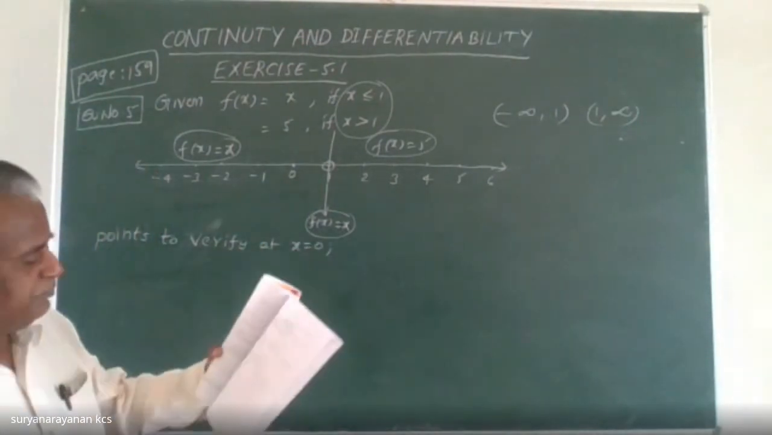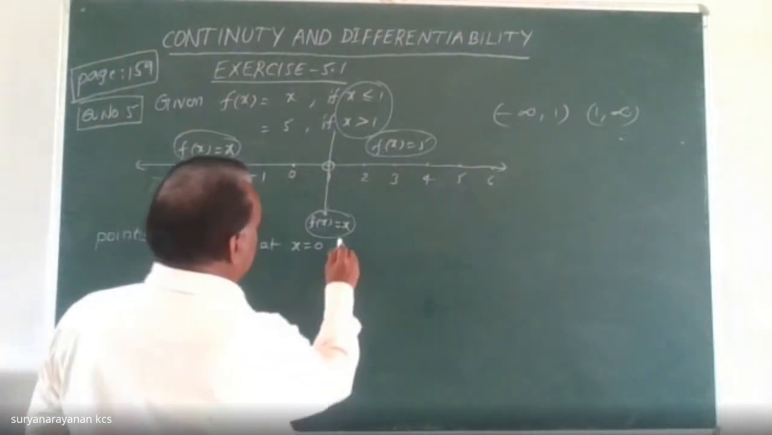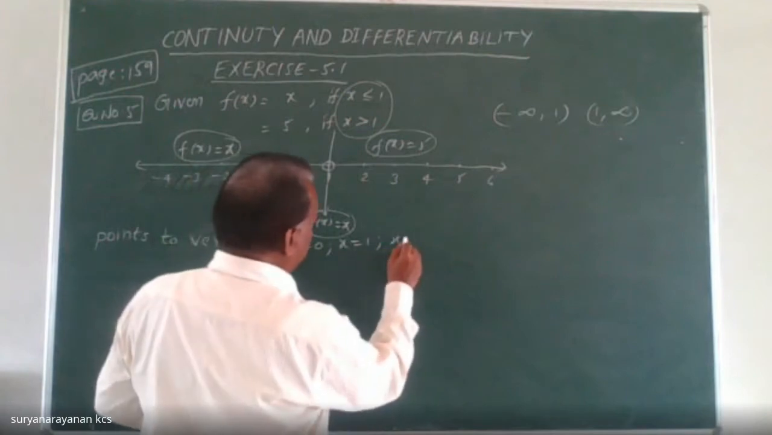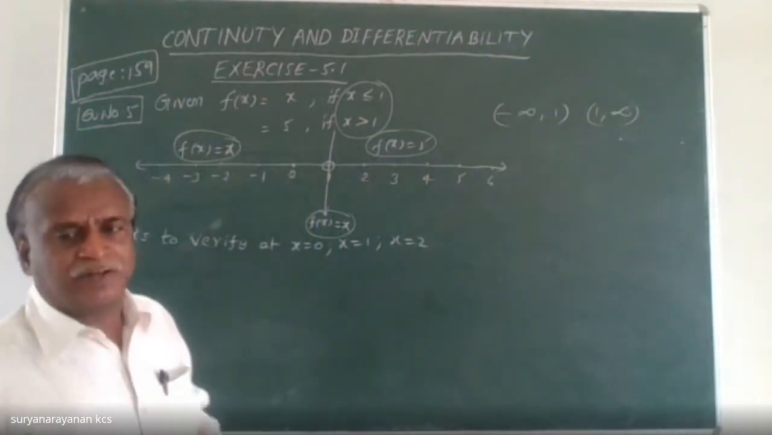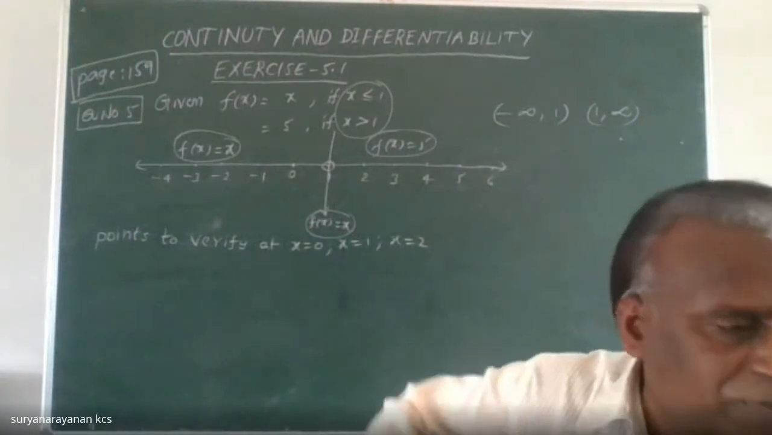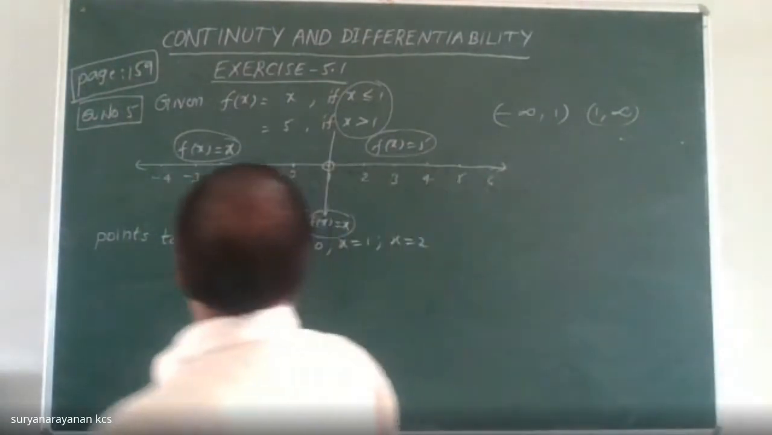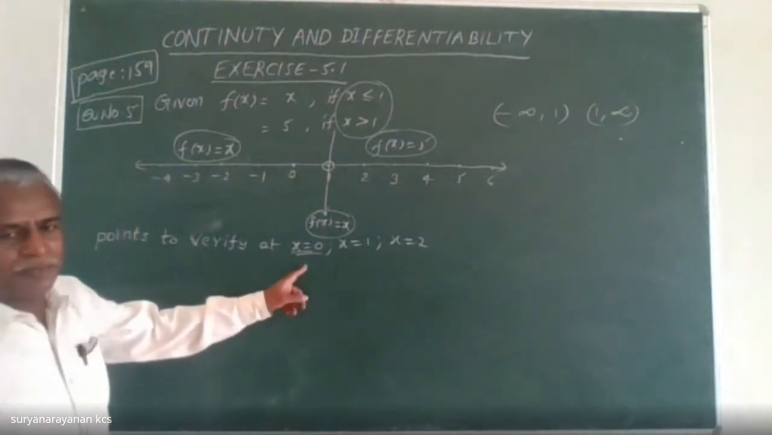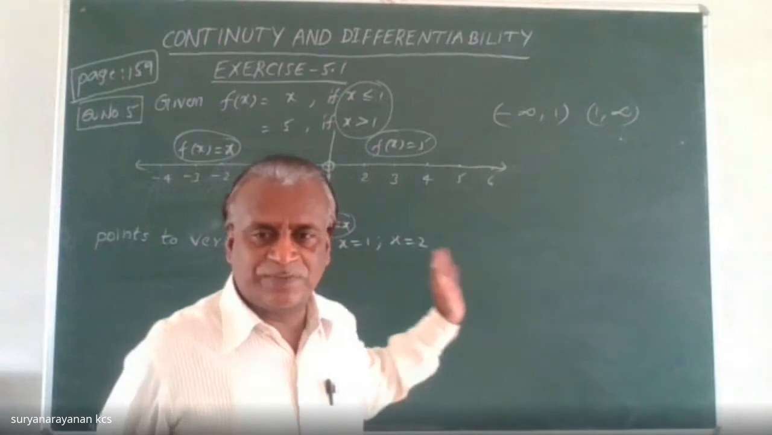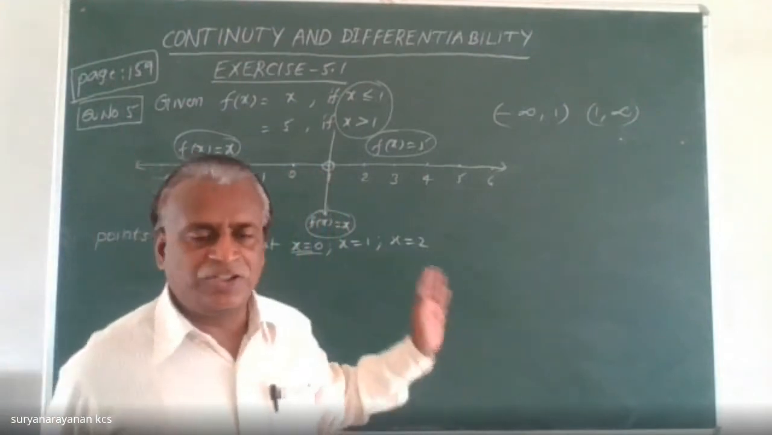Points verified at x is equal to 0, at x is equal to 1, and at x is equal to 2. These 3 points are given. At these 3 points, whether this given function is continuous function or not. Okay, now let us verify at this particular point. Points wise, we are verifying points wise. At this particular point, the function is continuous or not.